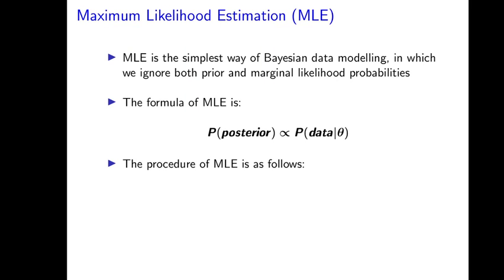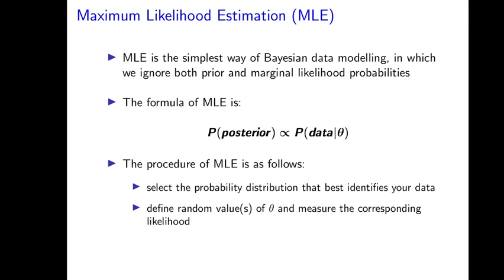The procedure of maximum likelihood estimation is very simple, actually very straightforward. We start by selecting the probability distribution that best identifies our data, and in most illustrations we use the normal distribution because it is very easy and straightforward to understand and to track.